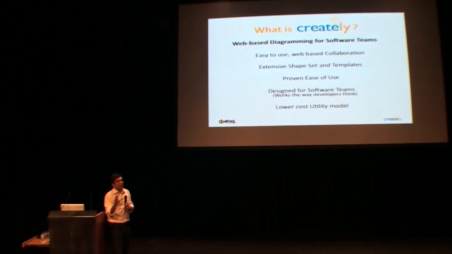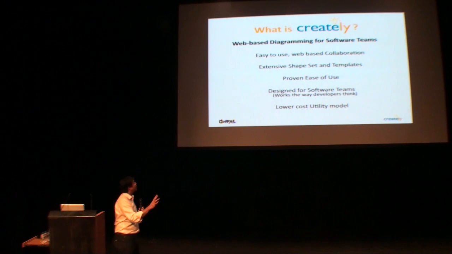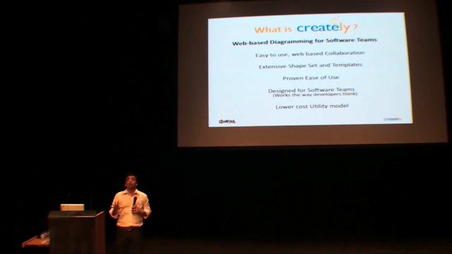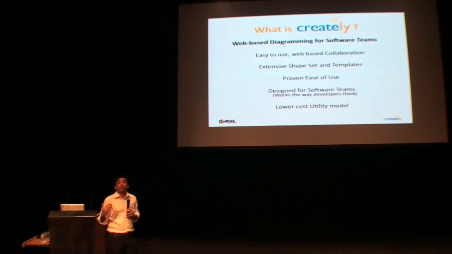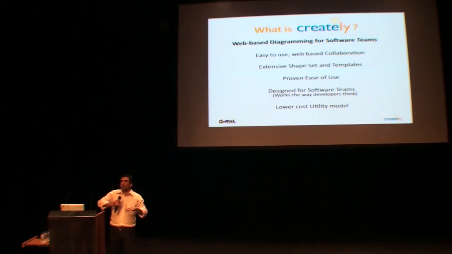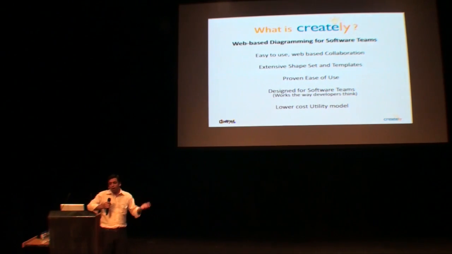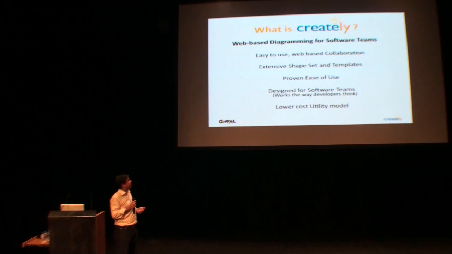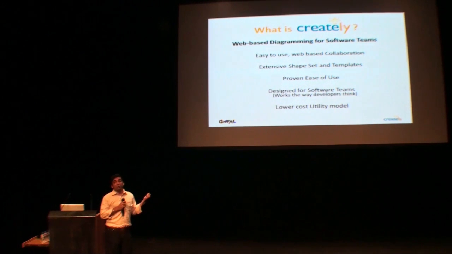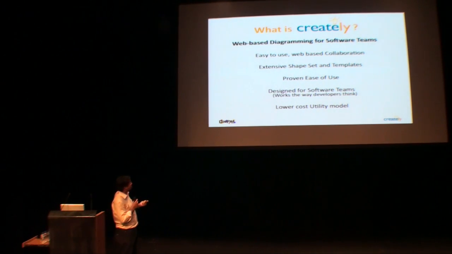So we came about and we say, okay, let's define the product. And we define it as a very easy to use web-based collaboration tool for diagrams, right? It comes with an extensive set of shapes and templates that allow you to get ramped up very quickly. So we're talking shapes from everything from UML to mockups to flowcharts, as well as other business kind of charts and diagrams. Easy to use. We've got about 50,000 people using it today, and they love using it because it's so easy to use.